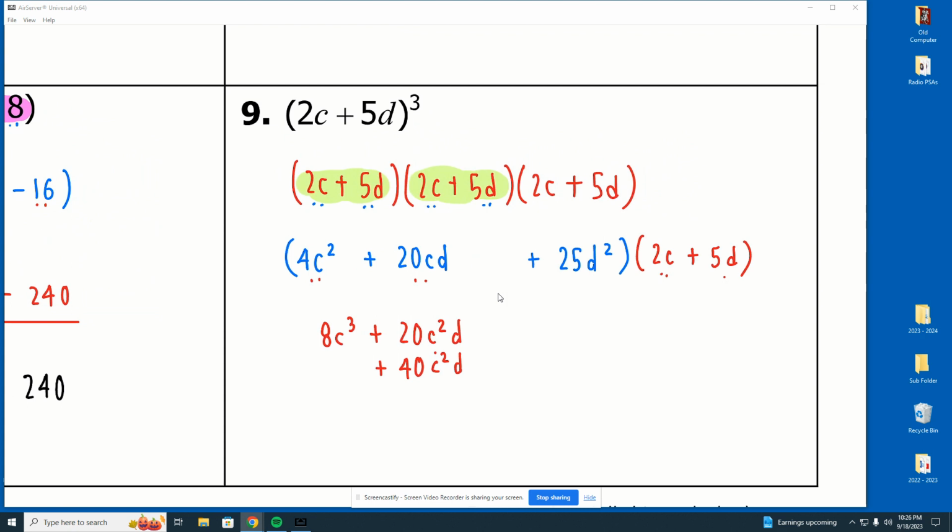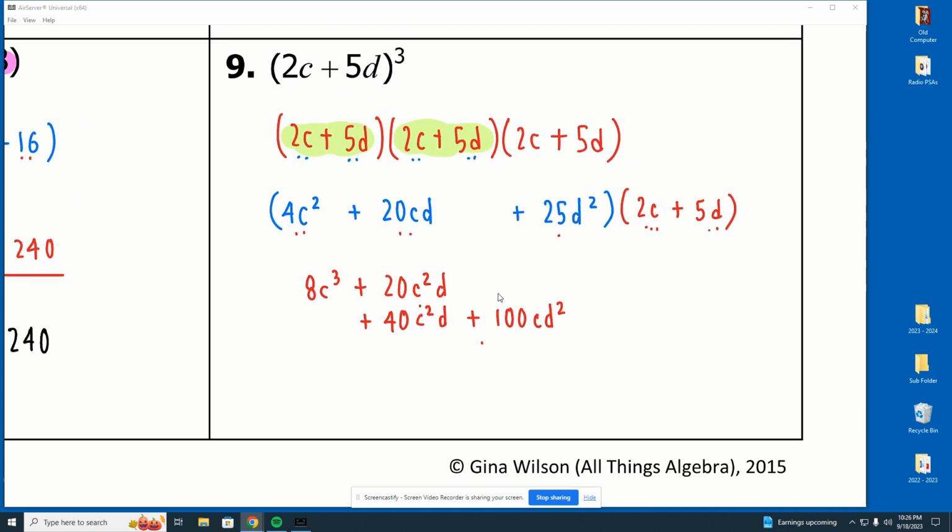Here we do 20cd times 5d. So first, what's 20 times 5? Well, that's 100. And cd times d is cd squared. Last, 25d squared times 2c. 25 times 2 is 50, and d squared times c is cd squared. And last thing, 25 times 5 is a positive 125, and d squared times d is d cubed.